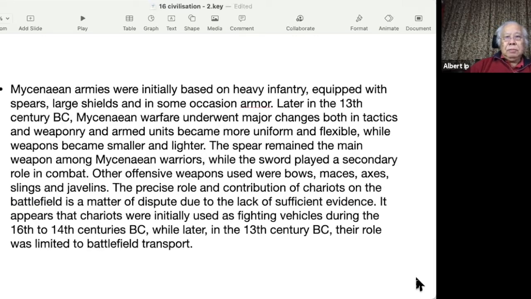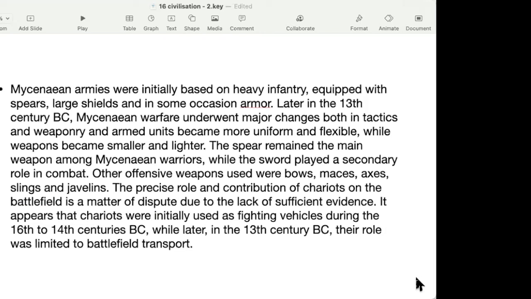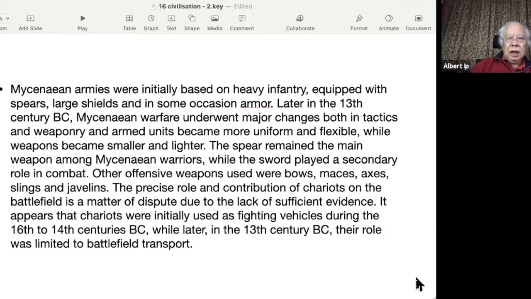The armies were initially based on heavy infantry, equipped with spears, large shields, and on some occasions armor. Later, in the 13th century, warfare underwent major changes both in tactics and weaponry, and armed units became more uniform and flexible, while weapons became smaller and lighter. The spear remained the main weapon, while the sword played a secondary role in combat. Other offensive weapons include bows, maces, axes, slings, and javelins.